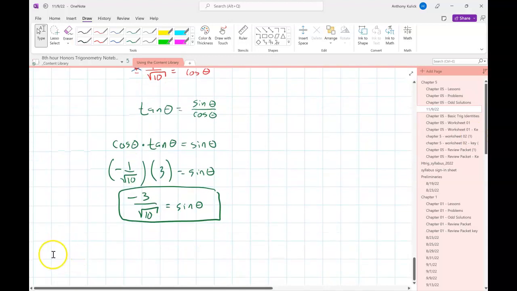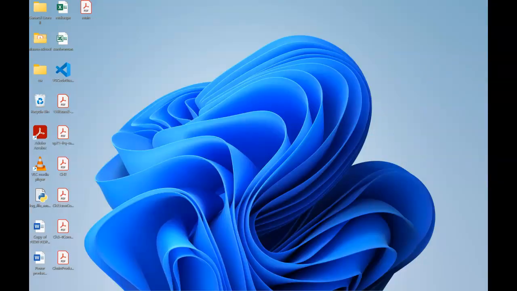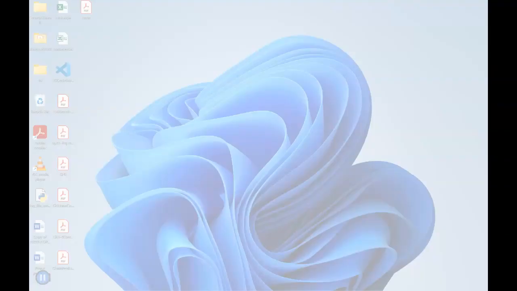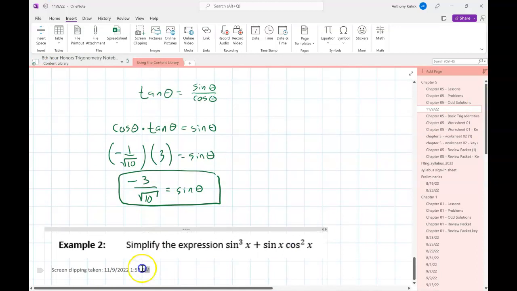Okay. The other type of problem that you'll end up having to do is simplifying expressions of trigonometric functions. So let's do some examples of those. Those tend to be a little bit more difficult.